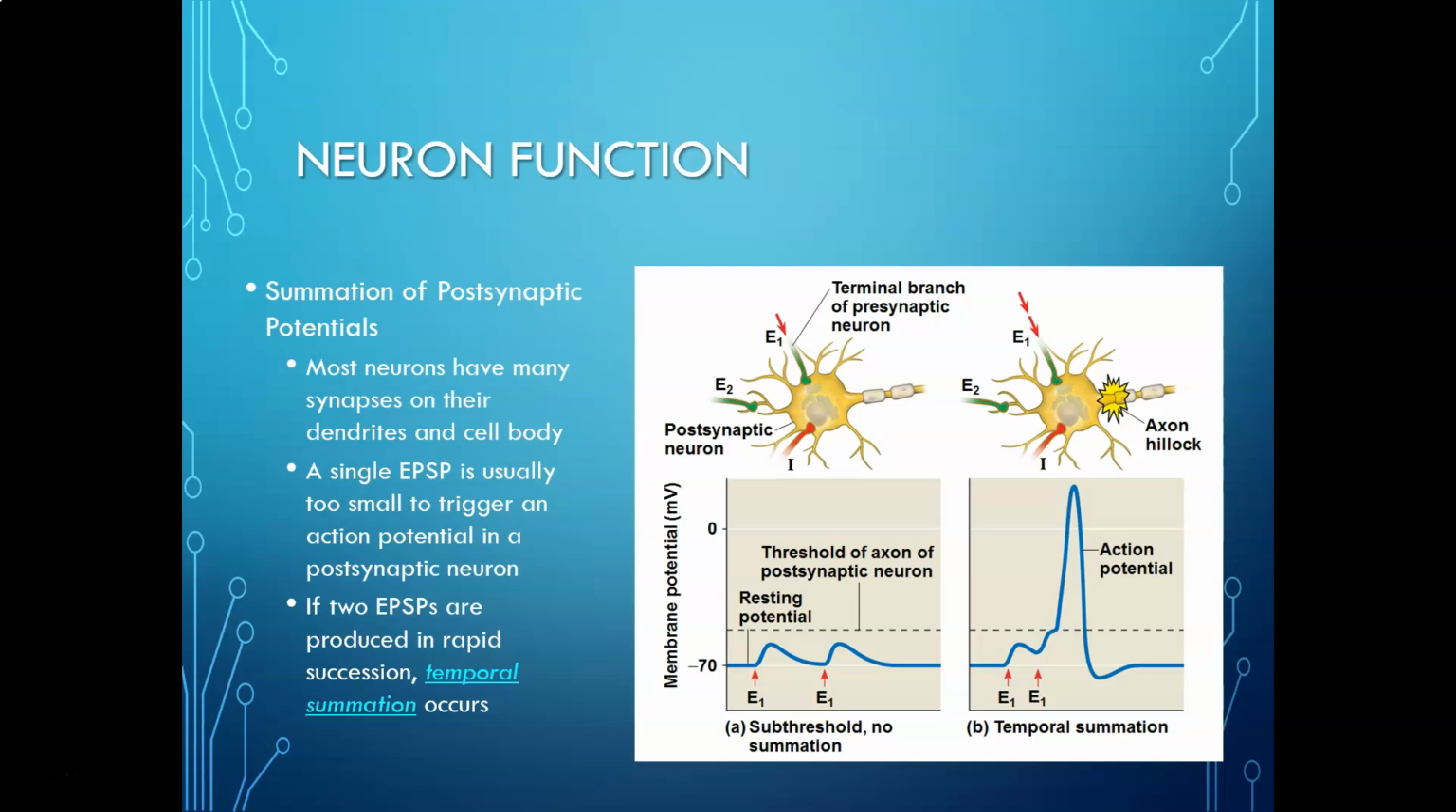What we need to understand, though, is that when we look at your postsynaptic cell, more often than not, it's not just getting a single signal from a single other presynaptic neuron. Instead, it's more likely getting signals from multiple neurons at once.